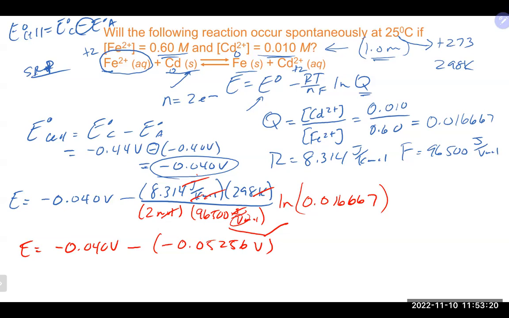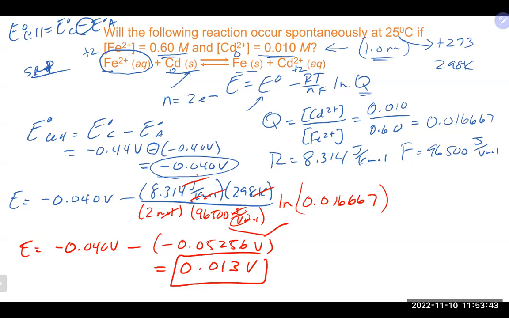And we would then take minus 0.040 minus our answer, and that gives us 0.013 volts in this case, give or take with some rounding. First off, any questions on that there? Is this reaction spontaneous?